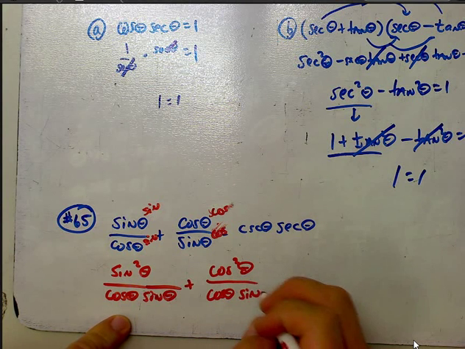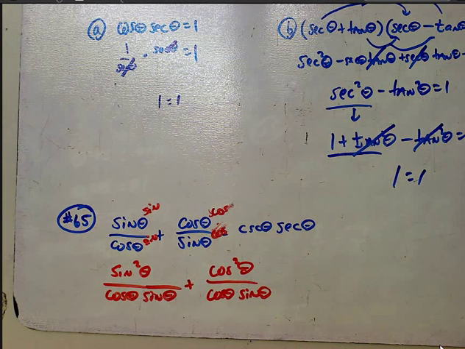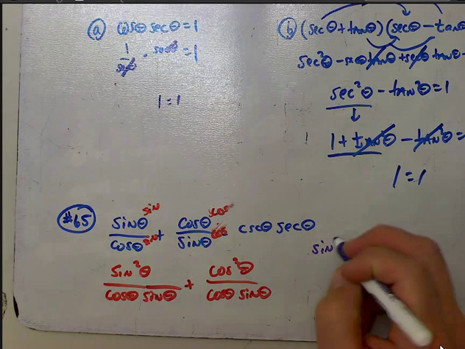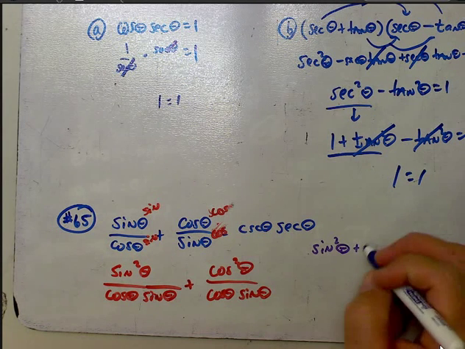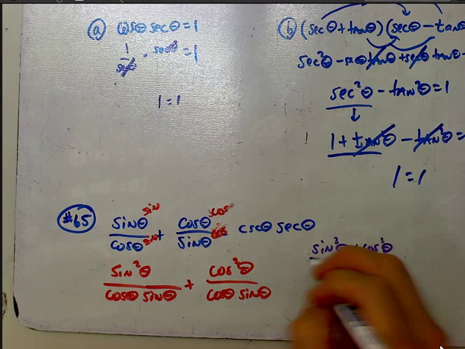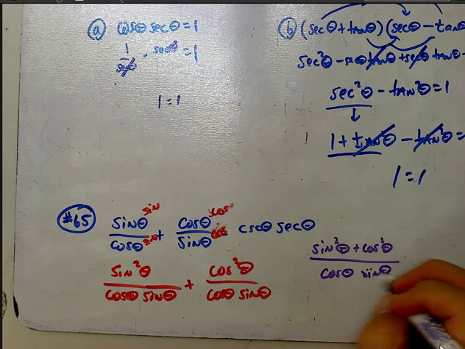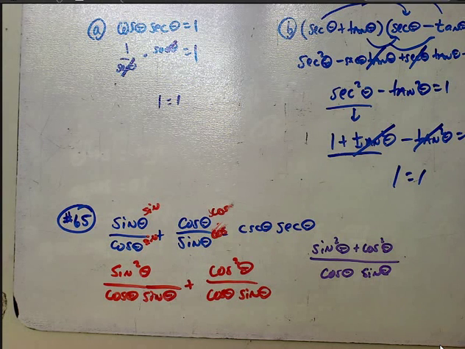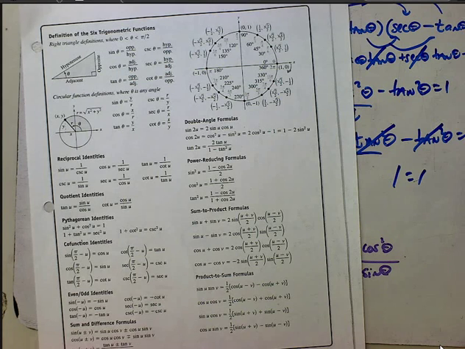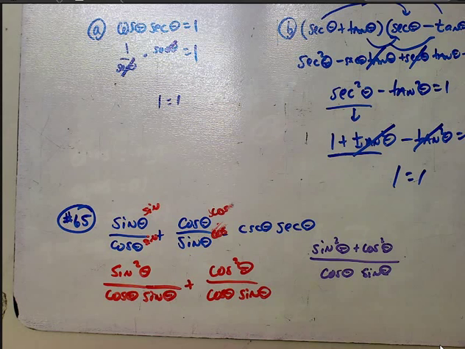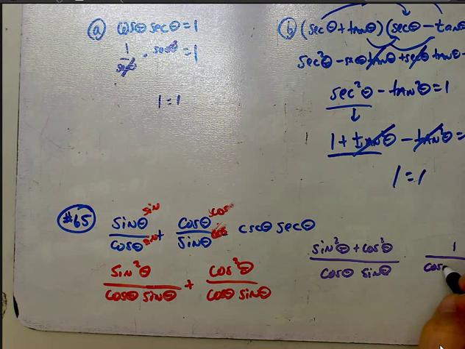sine theta. Okay, when I add these two, now since I have a common denominator, I can add those two fractions together to give me sine squared theta plus cosine squared theta over cosine theta sine theta. I'm going to use my identity sheet here. Sine squared plus cosine squared equals 1. And so this becomes 1 over cosine theta sine theta.